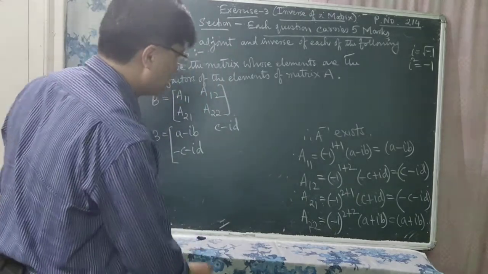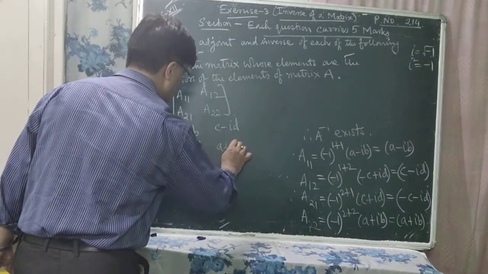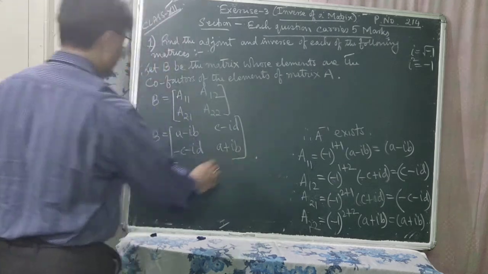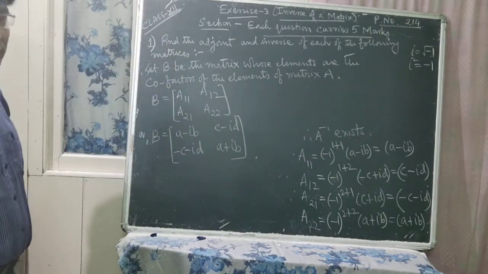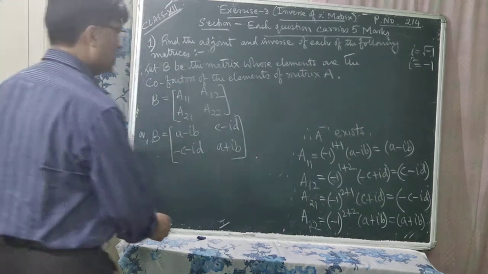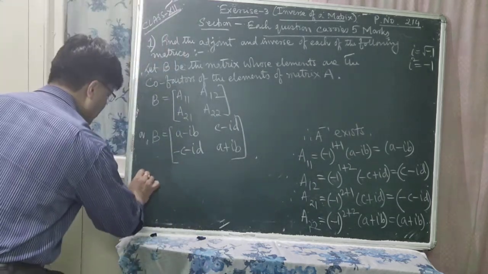This is your A plus iB. So this is your matrix B. Now you have to find out the adjoint of A. So how can we get the adjoint of A?